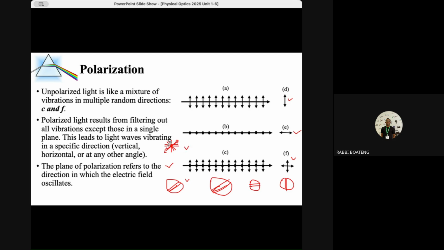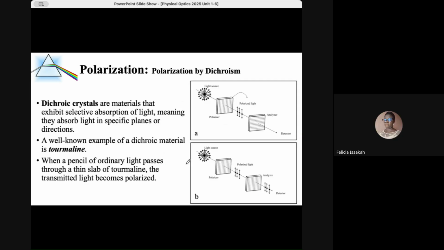Like a lot of them travel in different angles. Is that okay? Different angles. So when you get an unpolarized light, depending on how you tilt it, you may get some of them passing through. Okay. Now let's look at something we call dichroism.